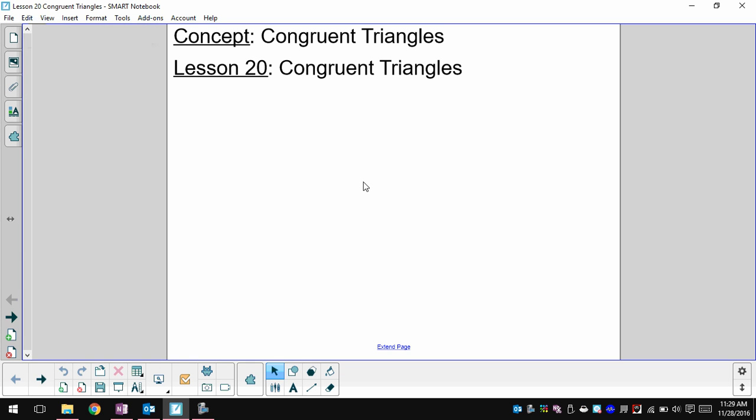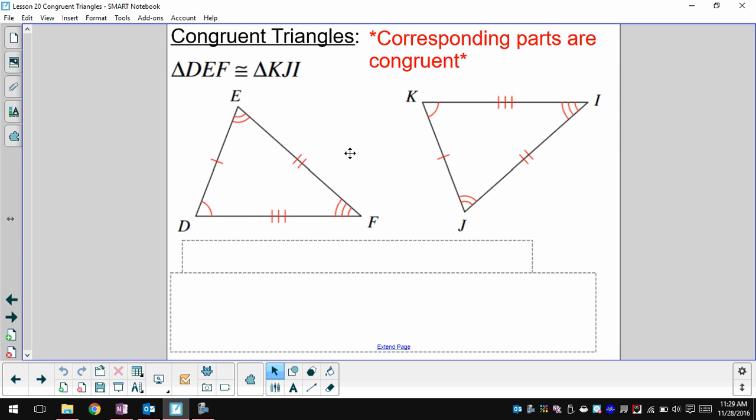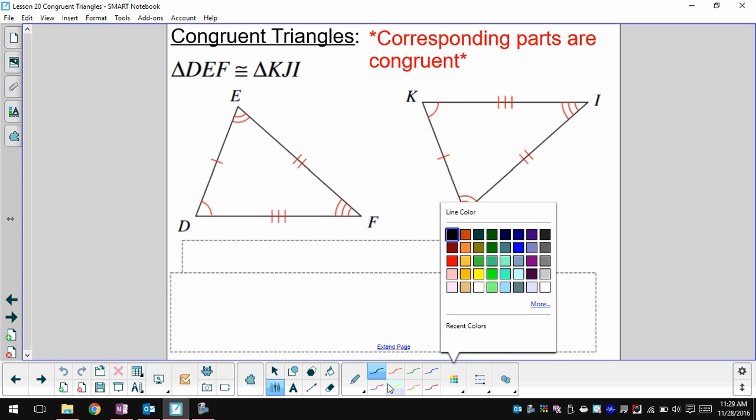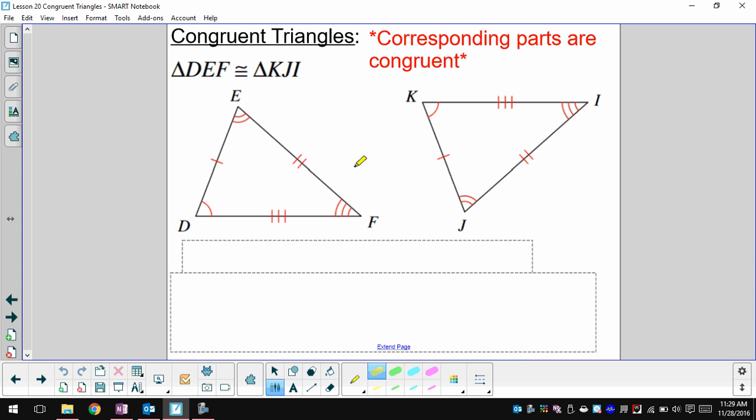Okay, today we're going to talk more about triangles, and we're going to talk about what makes two triangles congruent to each other. So if two triangles are congruent, then we can say that all their corresponding parts are congruent. So we figure out what parts are corresponding by looking at the names of the triangles.